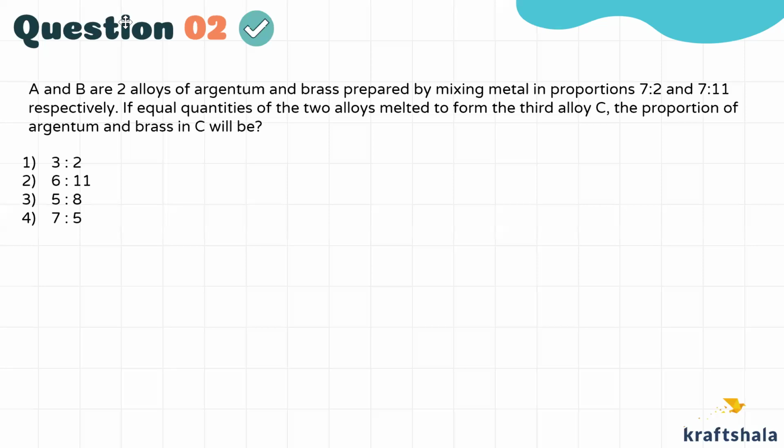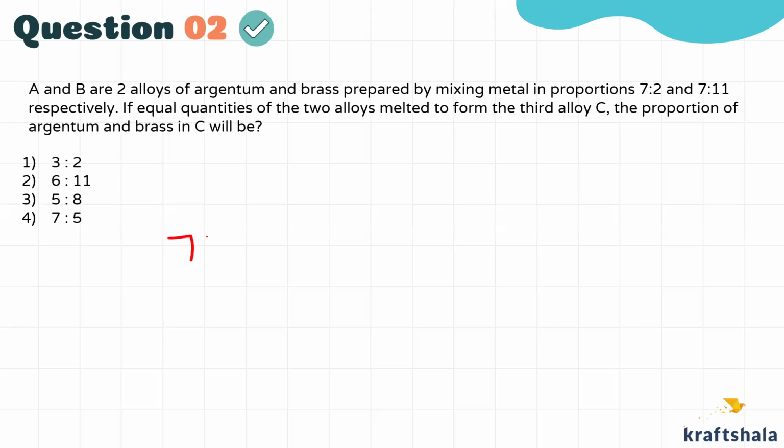All right. Some of you have got the answer and correct as well. So this is another type of ratio question, which is quite common. Again, there are n number of ways of solving it. I'll be telling you the easiest way. So A and B are two alloys. Alloys means mixture of metals of argentum and brass prepared by mixing metals in the proportion 7 is to 2 and 7 is to 11.